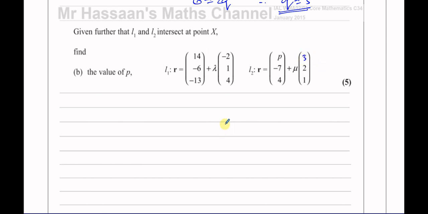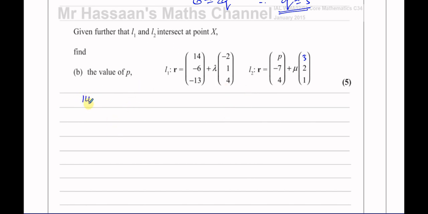All right, now we need to find the value of p given further that they intersect at the point X. We definitely know that these two lines intersect because the question says they intersect. So if they intersect, then there's definitely a value of lambda and a value of mu which takes them to exactly the same point. Therefore, I can just make an equation.